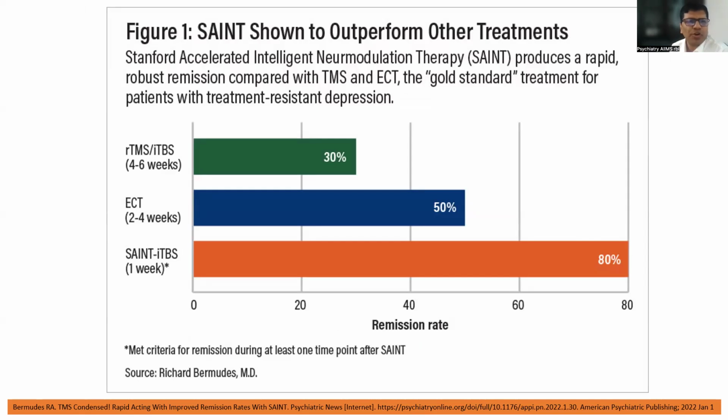If you see the acute response, the conventional rTMS protocol of 4 to 6 weeks gives a response remission rate of 30%. If you are giving electroconvulsive therapy for treatment refractory depression over a period of 2 to 4 weeks, by alternate day ECT or 2 ECTs per week, then you get a response of 50% remission. But if you are using the SAINT protocol, using intermittent theta burst stimulation, you get a remission rate of 80%. So we have something better than ECT now by using neuromodulation.